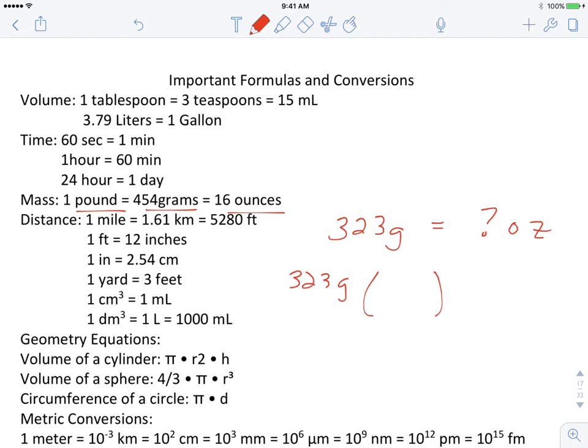So 323 grams, right? So I could do this in 2 steps. I could say, well, I could go from grams to pounds. So I could say, well, for every 1 pound, there's 454 grams, because there is. 1 pound is 454 grams. I see that right here. Well, now I would have my answer in pounds. The grams would cross out. Well, I want to go from pounds to ounces. Well, for every 1 pound, there's 16 ounces.